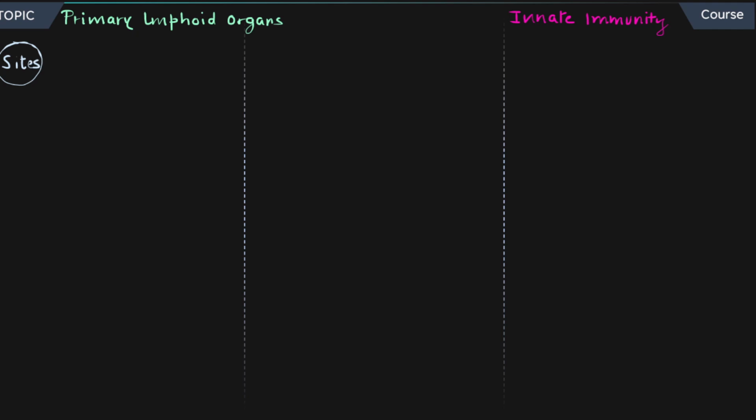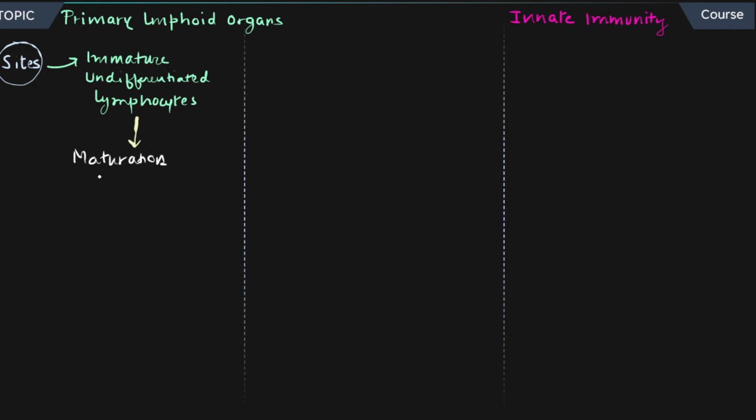These are the sites where immature, undifferentiated lymphocytes, the lymphocytes that are not matured and not differentiated, are matured and differentiated. So the maturation, and the second point, which is differentiation of these cells, will happen inside these primary lymphoid organs, right? So I'm creating this immune cell right over here, showing you all the receptors, and this is our immunocompetent cell. Immunocompetent cell means it can participate in the immune system.